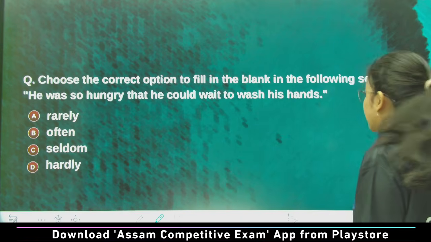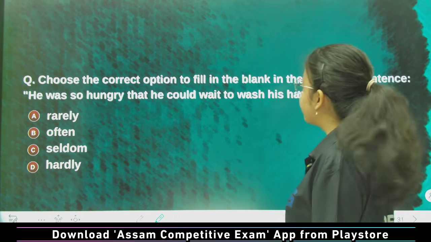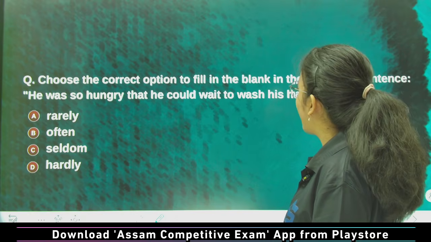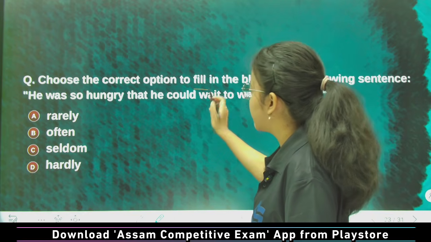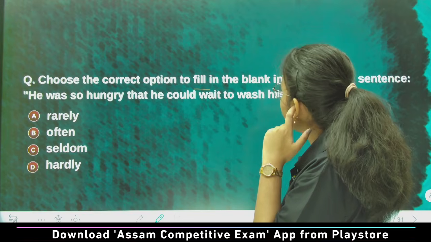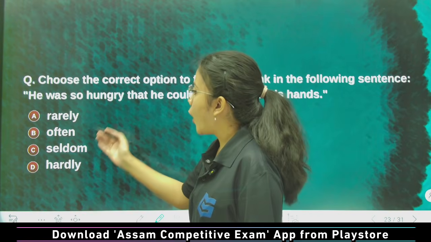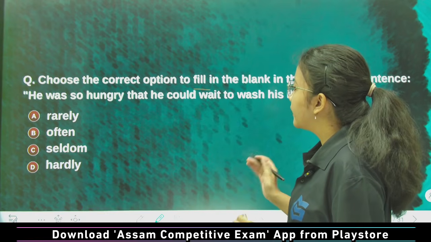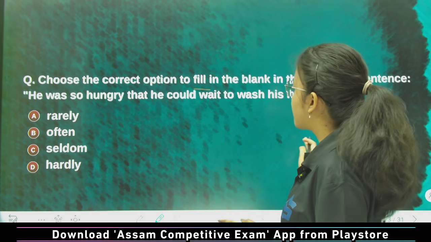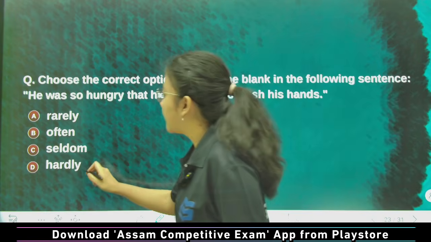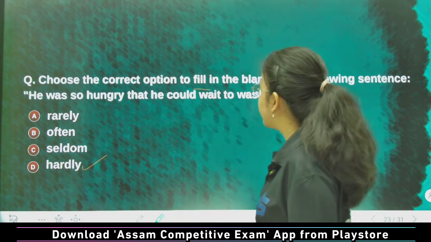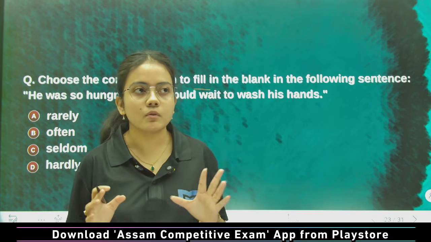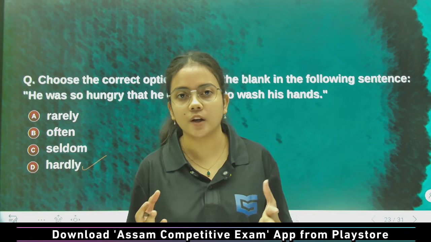Next, choose the correct option to fill in the blank in the following sentence: He was so hungry that he could ____ wait to wash his hands. Options: rarely, often, seldom, hardly. The correct answer will be hardly. He was so hungry that he could hardly wait to wash his hands. He was so hungry that he did not even have time to wash his hands.